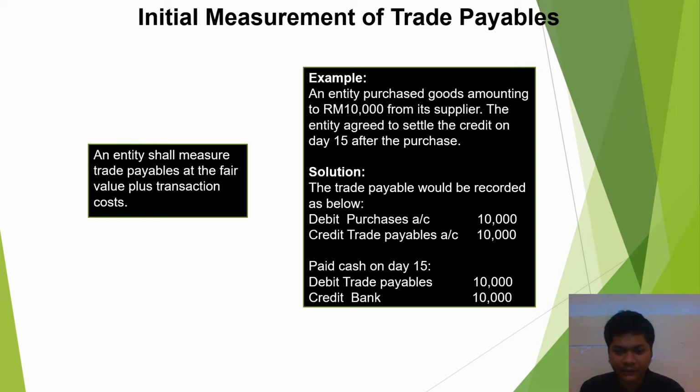Example: an entity purchased goods amounting to RM10,000 from its supplier. The entity agreed to settle the credit on day 15 after the purchase. Solution: trade payable would be recorded as below: debit purchase account, credit trade payable account. Paid cash on day 15: debit trade payable, and credit bank.